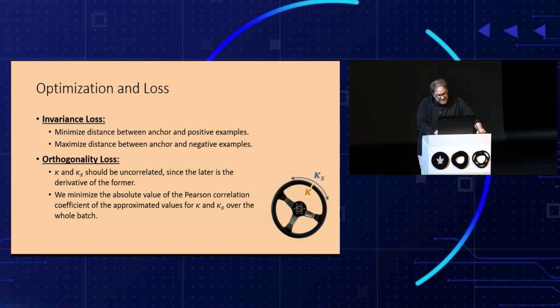We also have an orthogonality loss, which forces the kappa and kappa S that our network learns to be orthogonal, because kappa S is a derivative of kappa. So they should be orthogonal: if, for example, kappa represents the position of the steering wheel of a racing car, then kappa S is how fast I move the wheel left and right, and those two quantities should be uncorrelated. So basically, we minimize the absolute value of the Pearson correlation coefficient of our approximations for kappa and kappa S over our training tuplets.